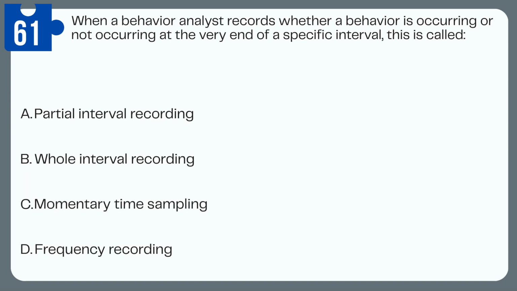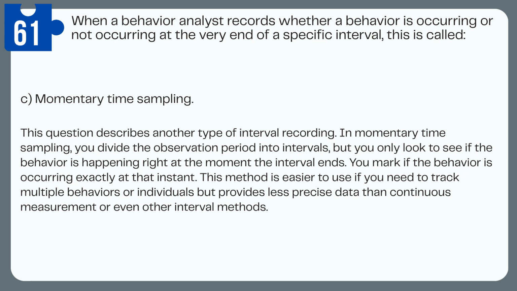Question 61. When a behavior analyst records whether a behavior is occurring or not occurring at the very end of a specific interval, this is called A. Partial interval recording. B. Whole interval recording. C. Momentary time sampling. D. Frequency recording. Answer: C. Momentary time sampling.